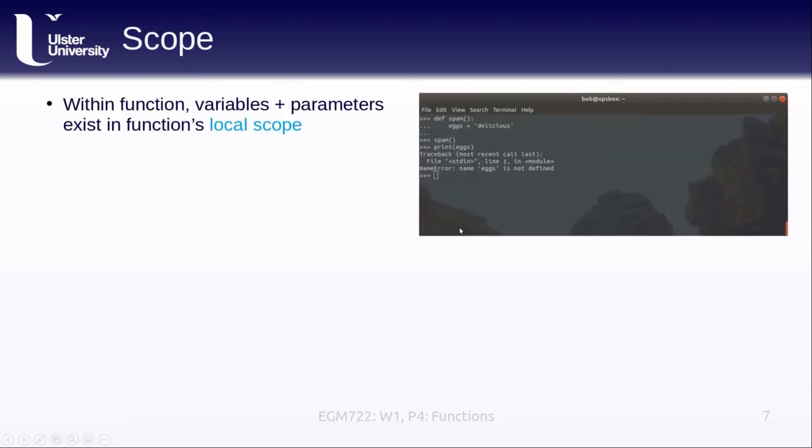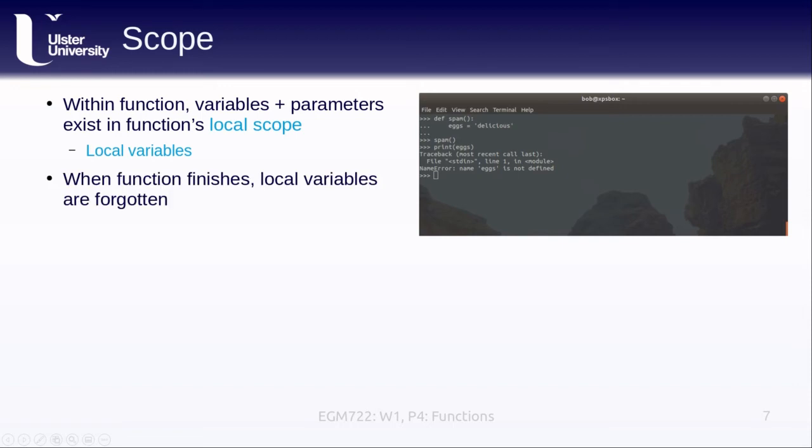The last concept that we'll talk about this week is something called scope. Within the functions that we're defining, the variables and parameters that we're using exist in something called the local scope of that function. So they're also known as local variables. When the function finishes, these local variables are forgotten by the interpreter. They no longer exist and we can't access them.